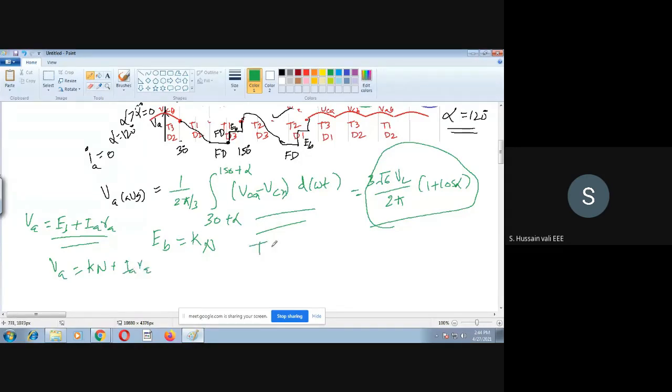And one more thing is the torque expression you recall is some constant K1 or K2. So if you take this as K1, this is K2, then IA, because this is a separately excited DC motor. So using these two, substitute this here. VA is 3 root 6 VL by 2 pi into 1 plus cos alpha. I want you to cross check this. So that is equal to K1N plus T by K2 into RE. So we'll get this answer.